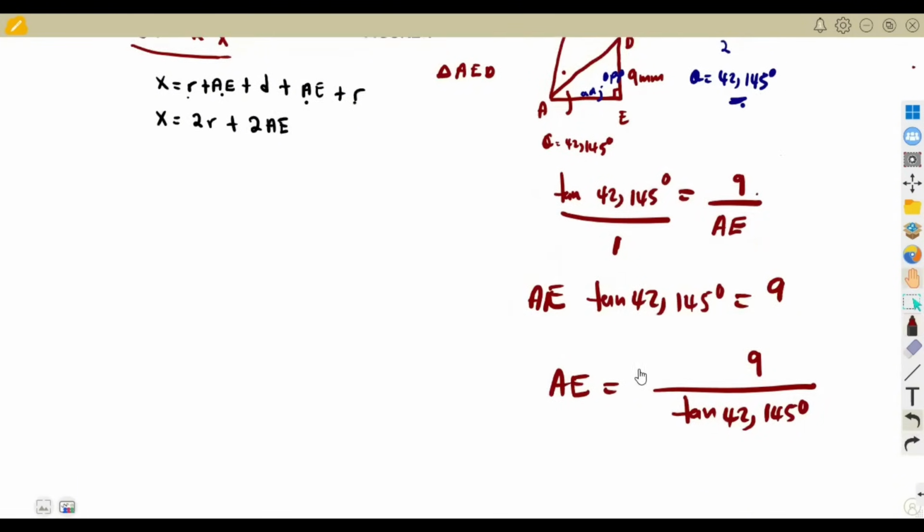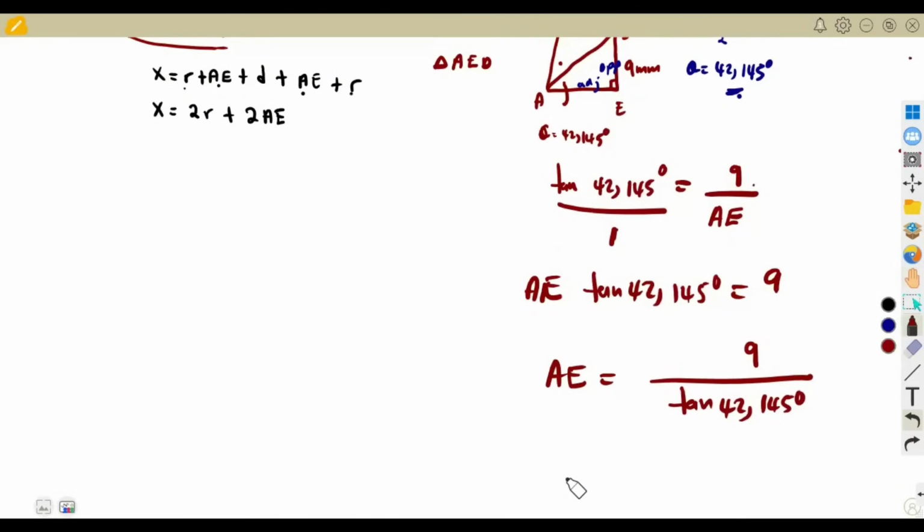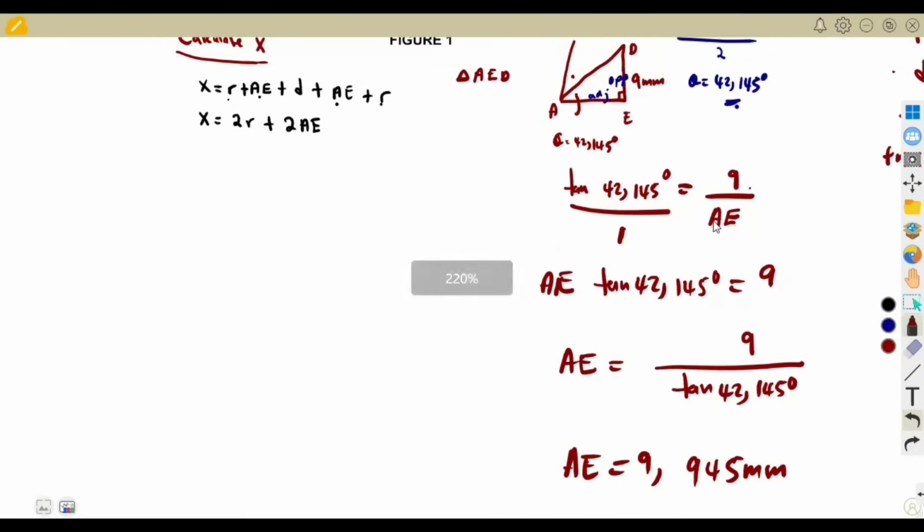Okay, so that's it, guys. We can find the length of AE from these calculations, and that was going to give us 9.945 millimeters. Now that we have got AE, we can find X, because remember what was just missing there is AE.